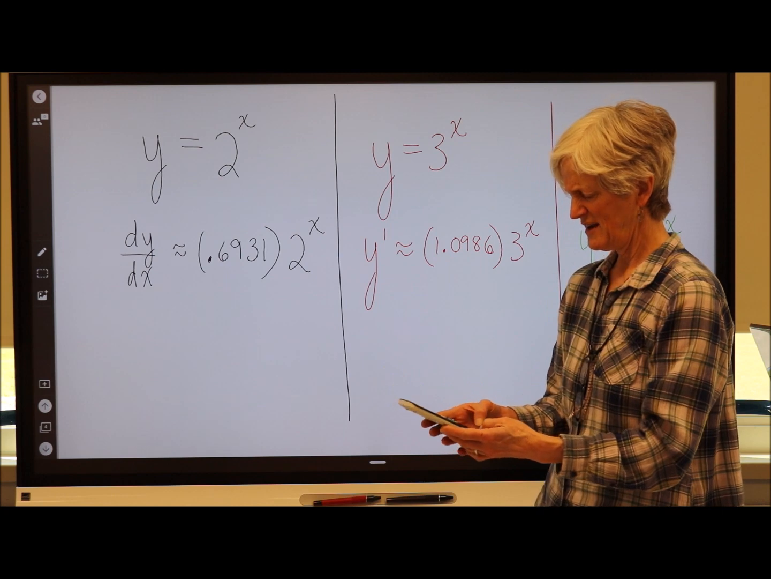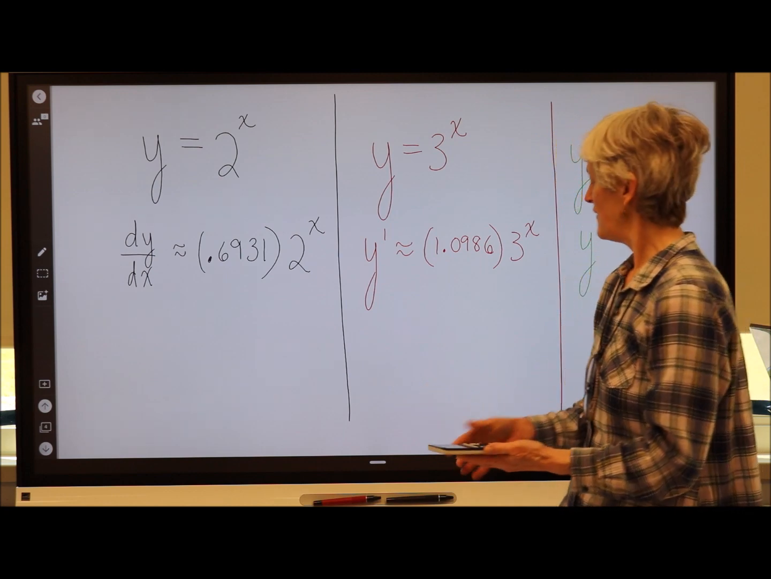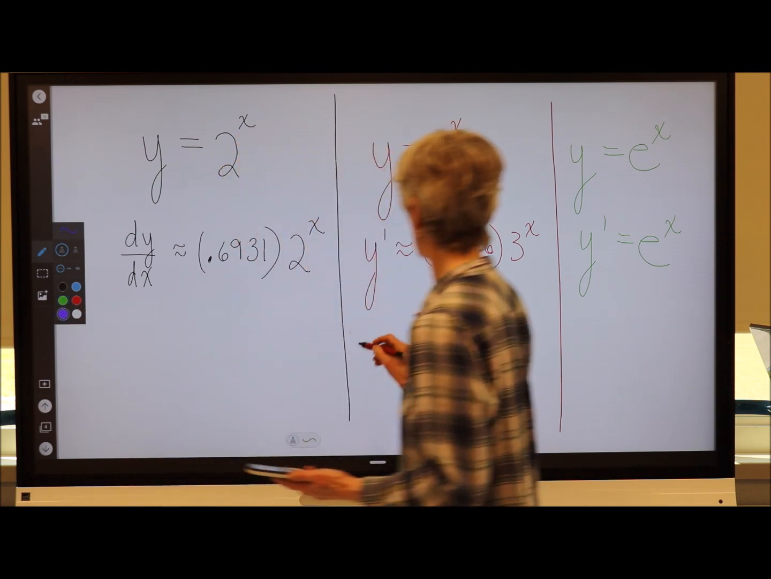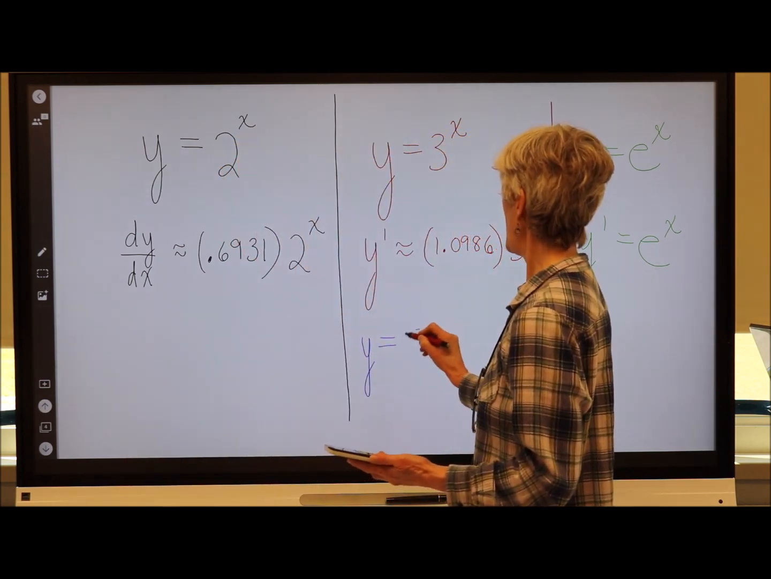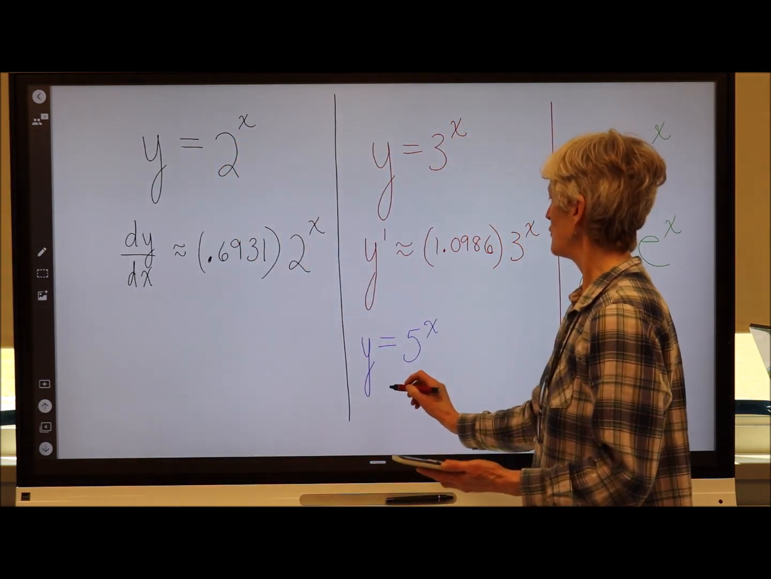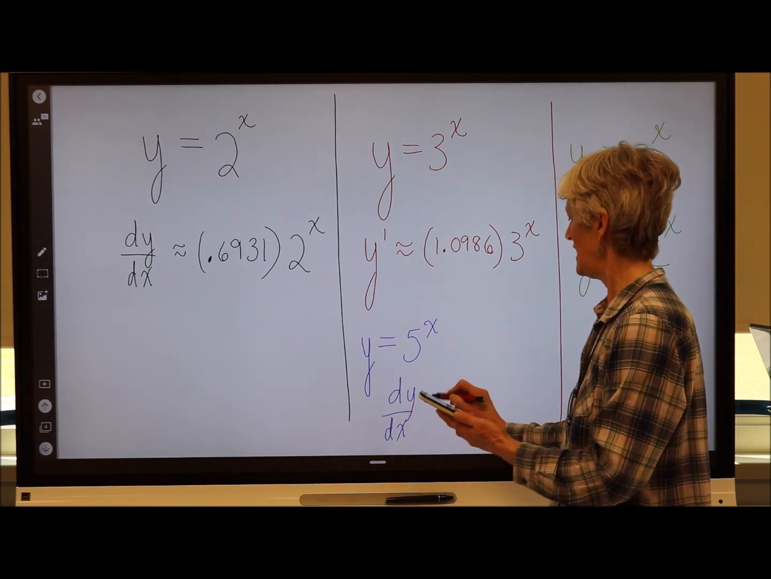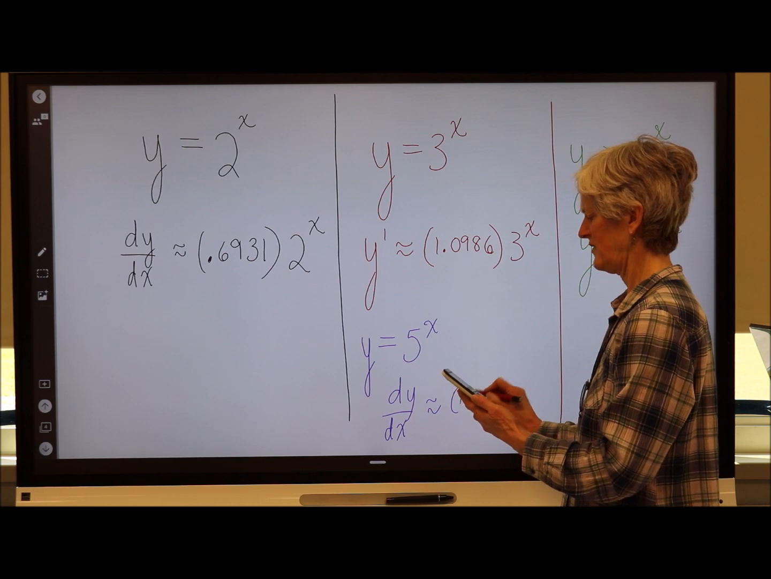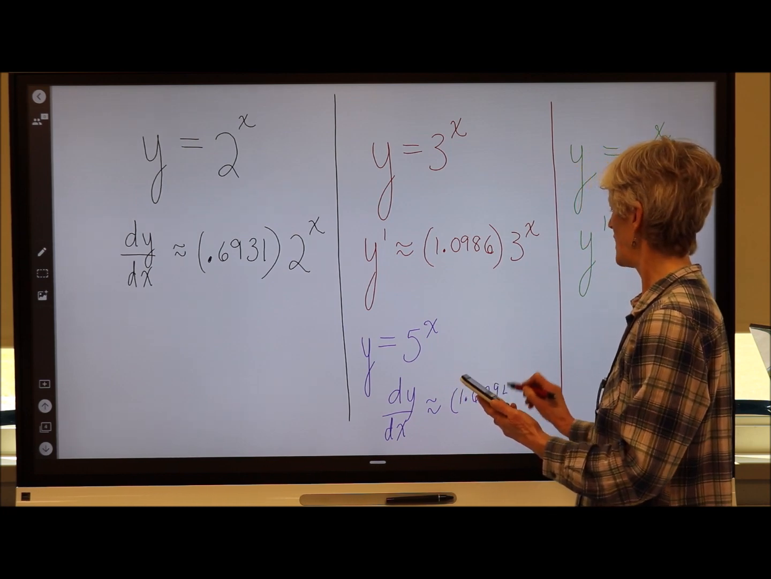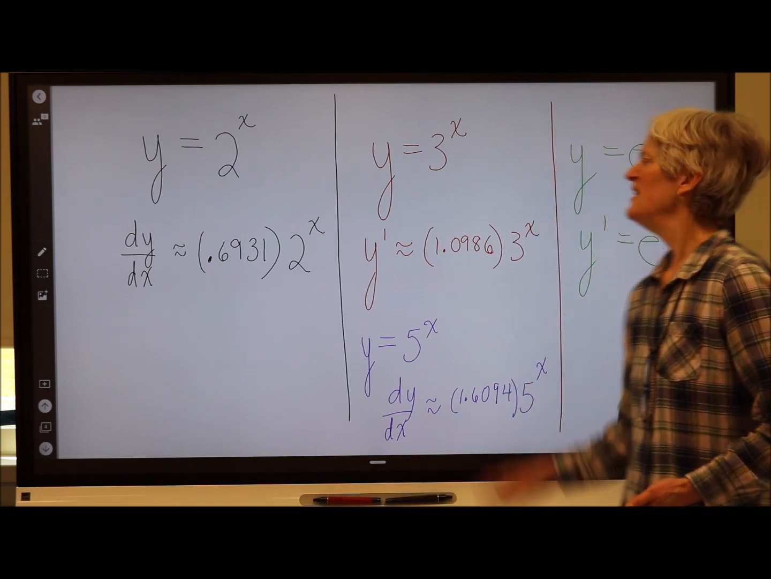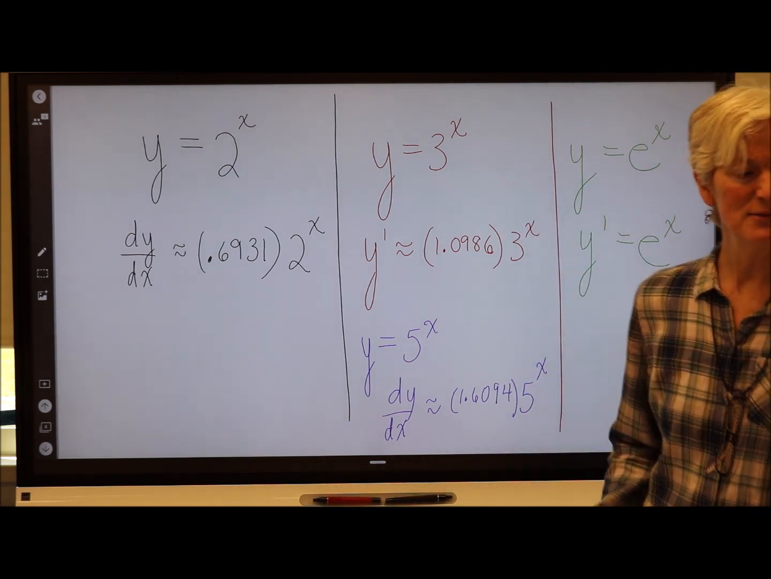Okay, let's say I wanted to find the derivative of y equals 5 to the x. Its derivative would be approximately 1.6094 times 5 to the x. Play around with your calculator. See if you see what cool thing I'm doing.